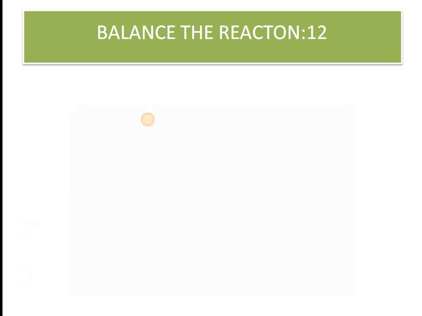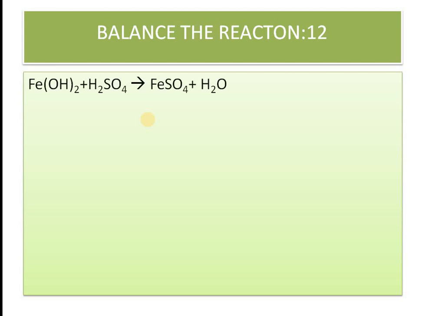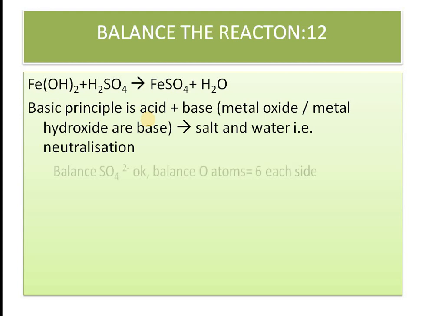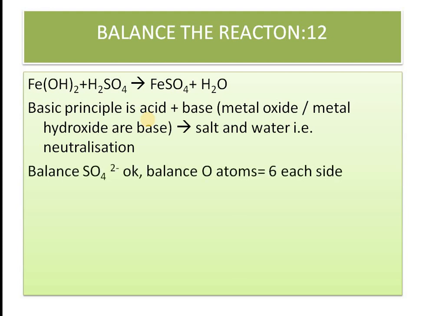Okay. Next is balanced chemical equation 12. This type of reaction is also a double displacement reaction. Basically this is a displacement: sulfate is displacing OH. Now the basic thing you always need to remember is that this is also a type of acid plus base giving salt and water. Why? Because Fe(OH)2 is a metal hydroxide. You should remember that metal oxides and metal hydroxides are basic in nature.